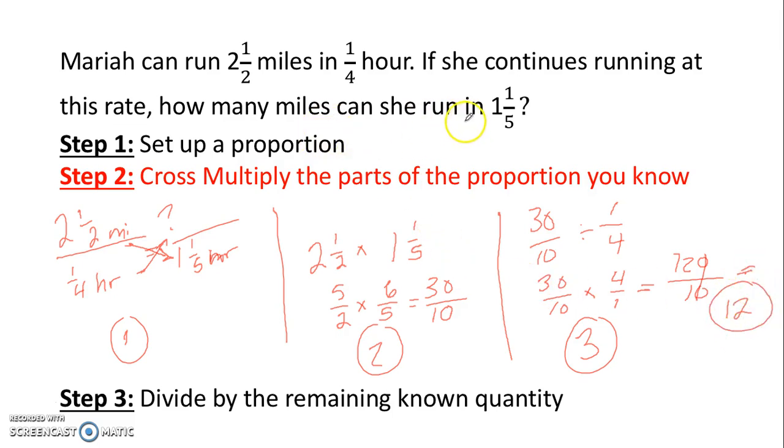So, how many miles can she run in 1 1/5 hours? She can run 12 miles. And I want you to make sure you write that label down. Now, one thing that we could have done to make it just one step easier is this 30 over 10, we could have reduced it right here and have just had 3 over 1 and then multiplied. It would have given us the same answer.